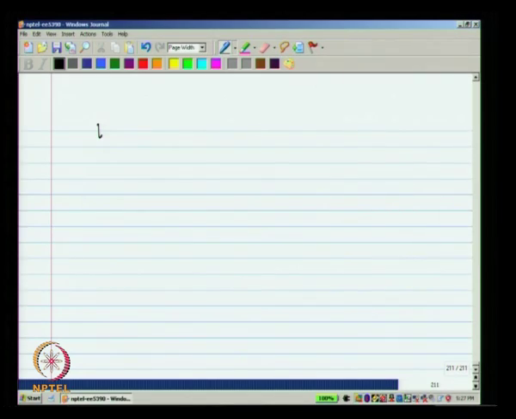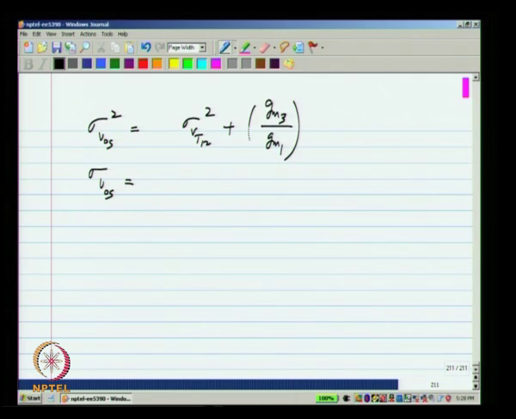Now, as usual, I am not interested in the exact value of offset for each device. What I really want is the mean square value of the offset or the standard deviation of the offset. Okay. Mean square value of the offset is nothing but, let me represent it as sigma VOS square, sigma VT12 square plus the ratio GM3 by GM1 square times sigma VT34 square. Okay. And sigma VOS is nothing but the square root of this whole thing.